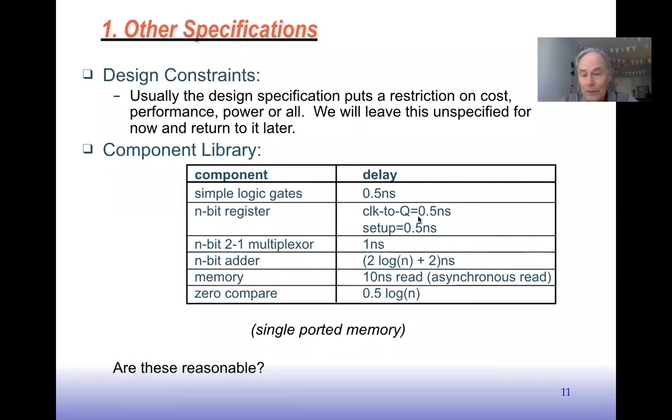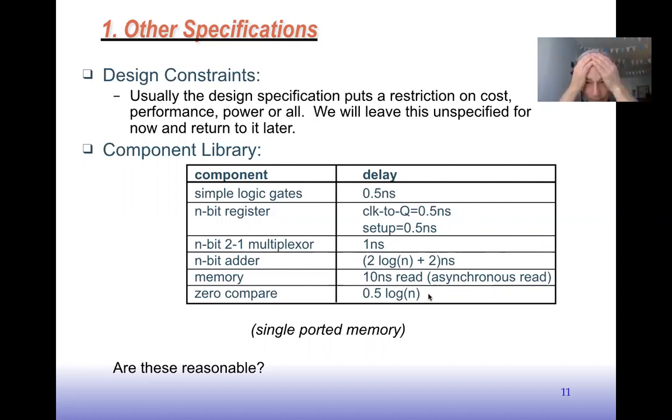N-bit register, we're going to assume the clock-to-Q time is 0.5 nanoseconds and the setup is 0.5 nanoseconds. The multiplexer, we're going to assume 1 nanosecond from any input to its output. N-bit adder, we're going to assume is 2 log base 2 of n plus 2 nanoseconds. Memory, we're going to assume is 10 nanoseconds, and it's asynchronous read. And a zero compare, which we will need in order to terminate operation, we'll say is 0.5 times log of n.